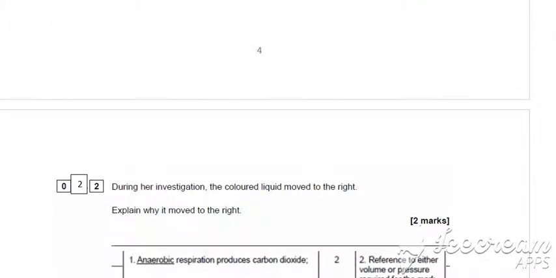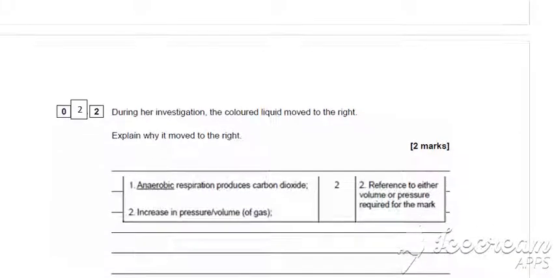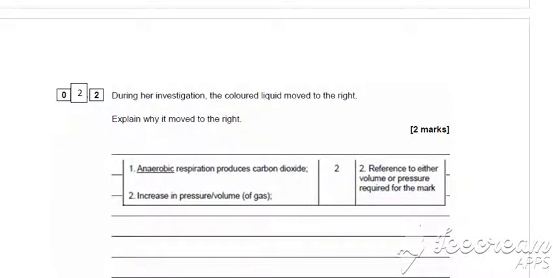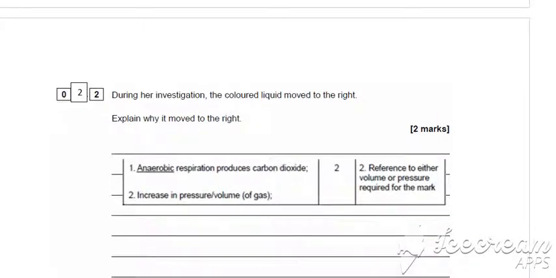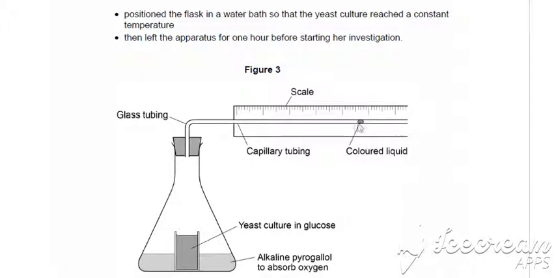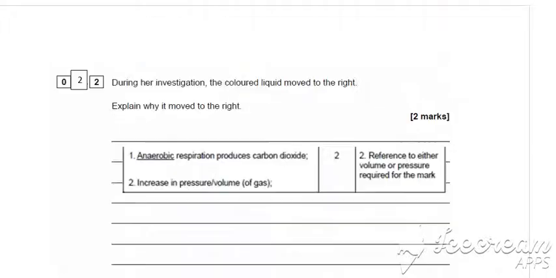For 2.2, it wants you to explain why the liquid moved to the right during the investigation. So that means that the coloured liquid has moved further along, which suggests that there has been a gas produced during the experiment that is forcing the liquid along the tube. So we can conclude that during anaerobic respiration, carbon dioxide is produced.